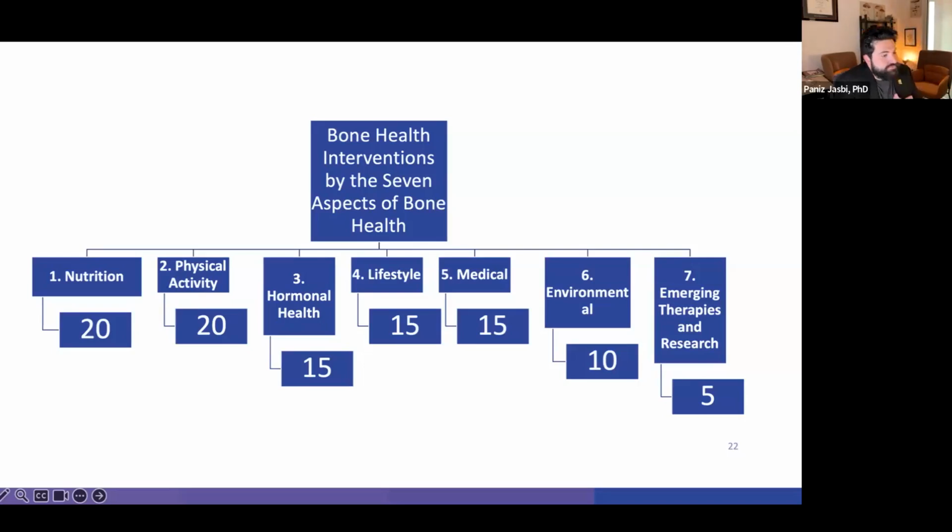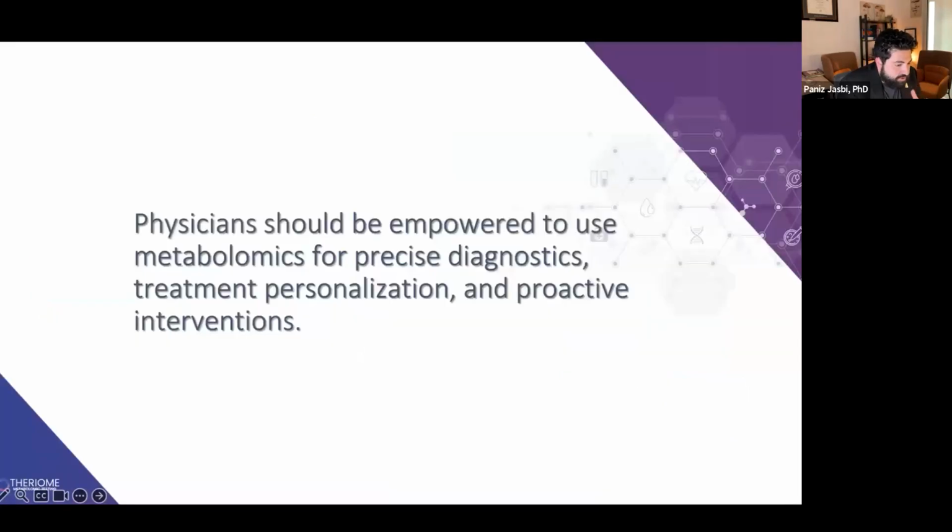And through the digital twinning, the interventions are going to be, just as before, mapped to each individual's metabolic data. This will enable, again, precise, dynamic, and personalized care plans. And the idea here is to allow us to simulate outcomes, refine recommendations for each patient's unique needs, and then help you transform bone health management into a more proactive science. So again, our goal here is to empower you physicians to use metabolomics for precise diagnostics, treatment plans, and again, proactive management.